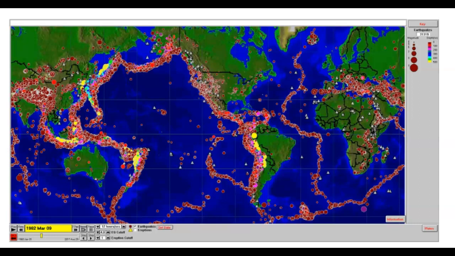Only certain types. So at transform boundaries, we shouldn't get volcanic activity. There's no process for making magma. But where we collide and have subduction, we would expect magma. Where we pull apart, we would expect some magma. And so at places where the two continents collide and there's no subduction, we wouldn't expect that.